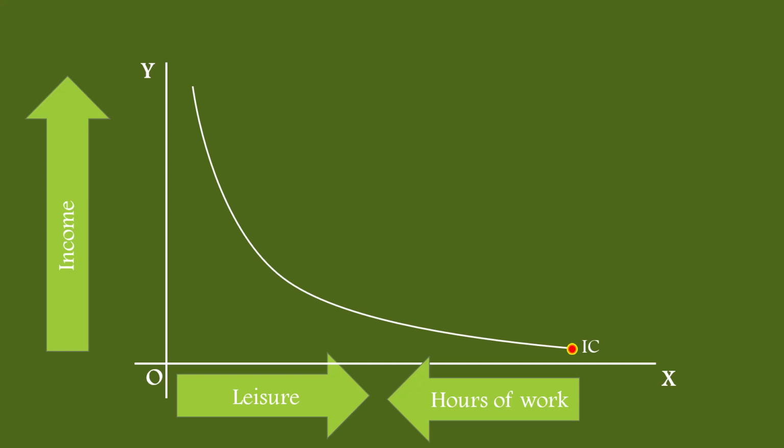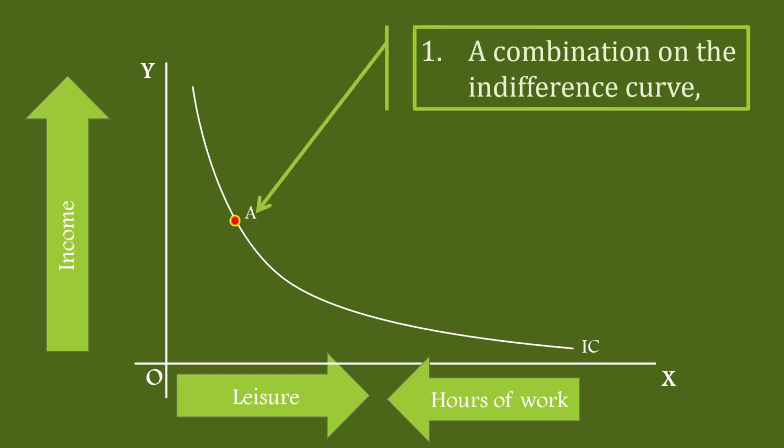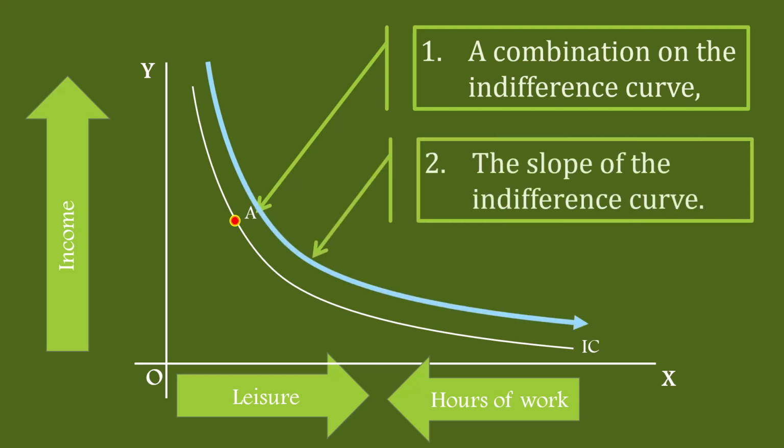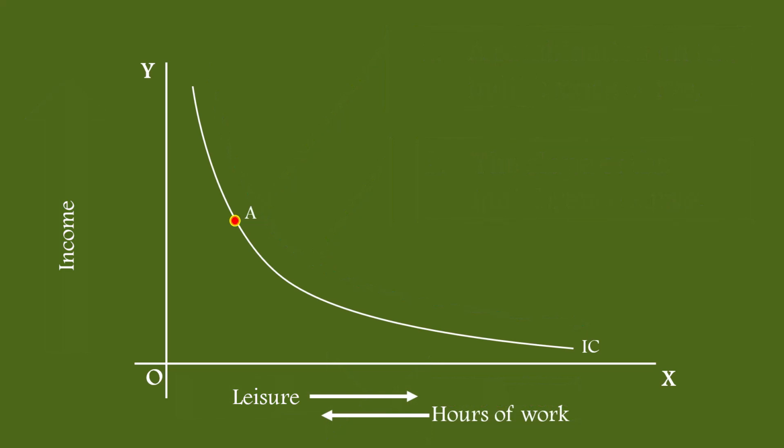The two important aspects of indifference curves that we have to take note of are: 1. A combination on the indifference curve, and 2. The slope of the indifference curve. First, let us take combination A on indifference curve. It represents 1400 rupees income and 10 hours of leisure.